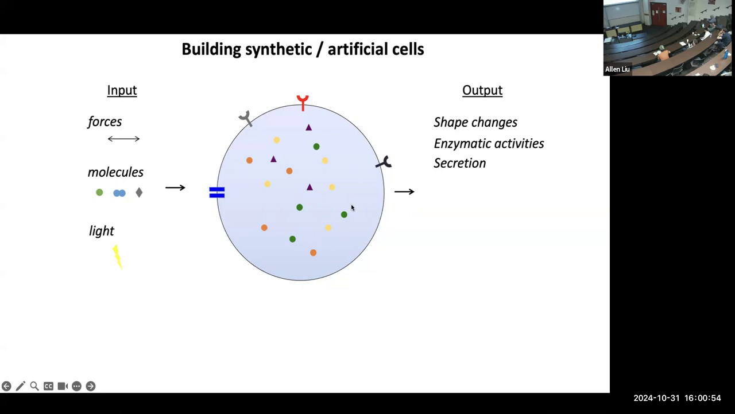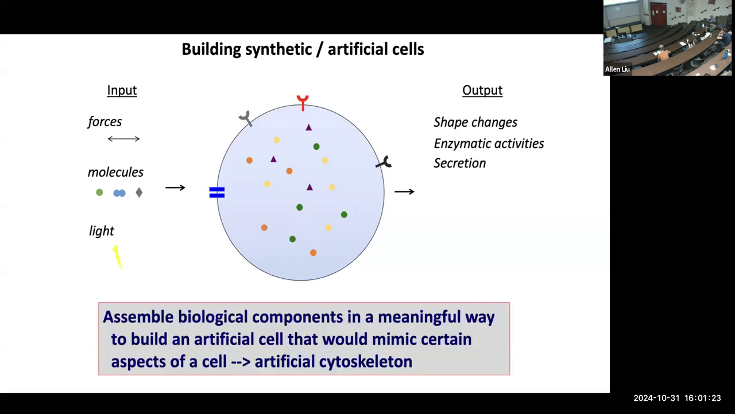The way I think about synthetic cells, I'm fascinated by how cells can take input and produce an output. We want to be able to build a cell-like system that can sense any type of input, forces, molecules, or light, and then produce different types of outputs. My lab has looked at mechanosensitive channels and other channels of interest, but today I'm going to talk about just things that are encapsulated inside, the cytoskeleton, that can generate forces and change the shape of this synthetic cell. Okay. The overarching goal is to assemble biological components in a meaningful way to build an artificial cell that will mimic certain aspects of a cell. So people call these artificial cells or synthetic cells.